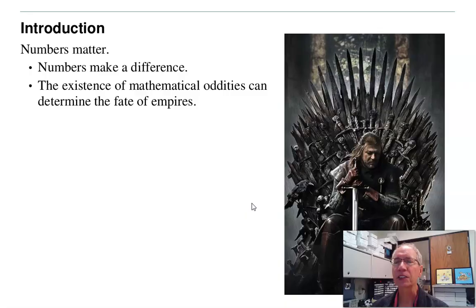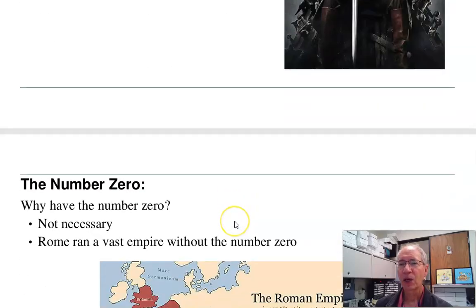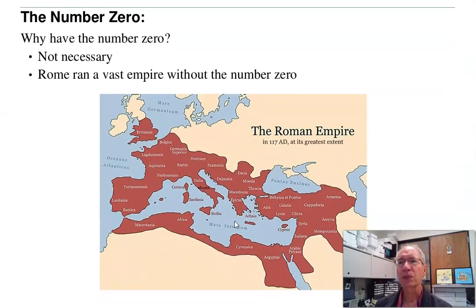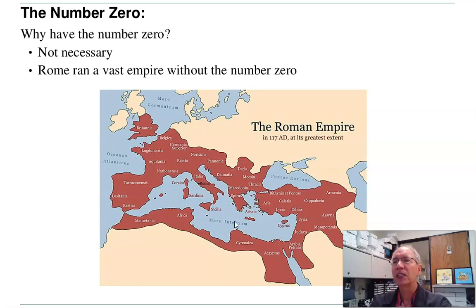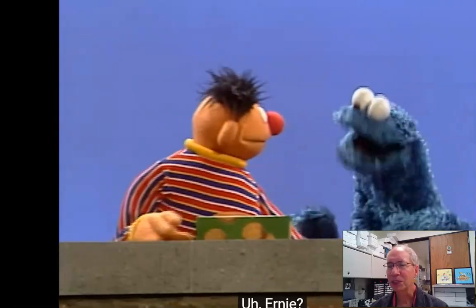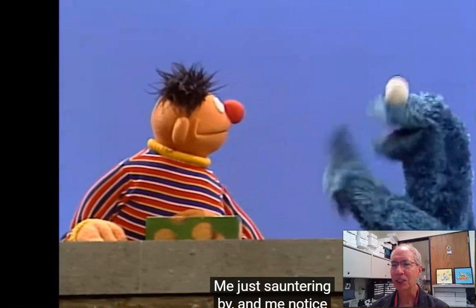So, as an introduction, numbers do matter. Numbers make a difference. The existence of mathematical oddities can determine the fate of empires. For example, the number 0 is kind of a weird number. For example, Sesame Street had an entire skit on the number 0.